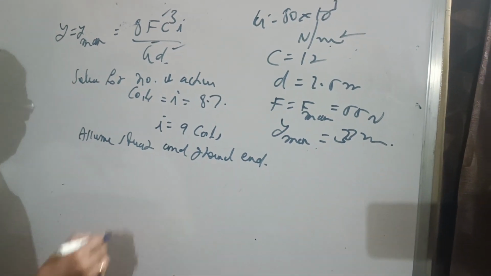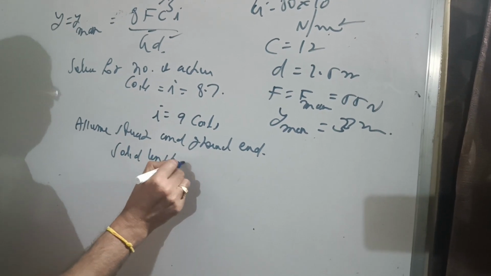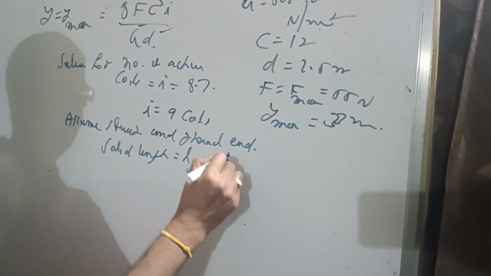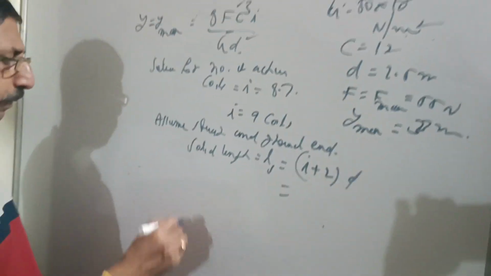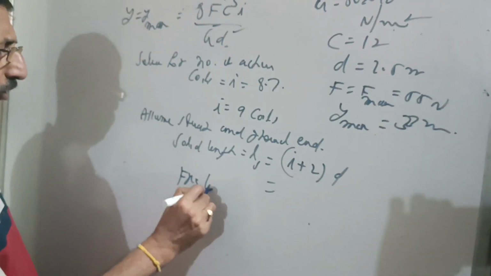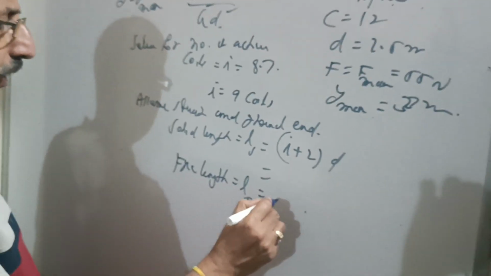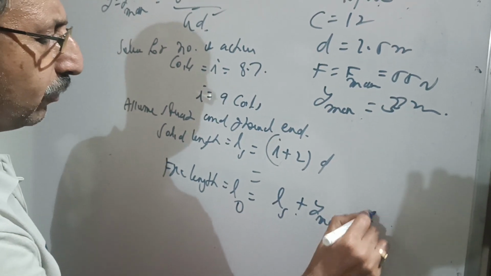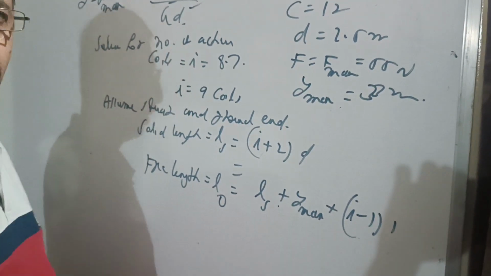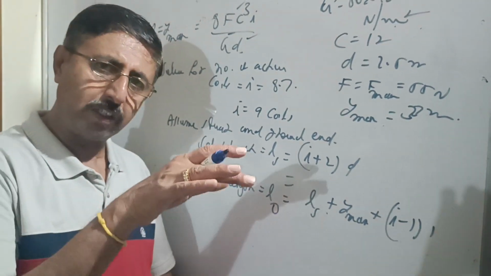So, if I assume square and ground end, let us find out solid length. Solid length LS is equal to I plus 2 into T. We will solve for solid length. Similarly, let us find out free length. Free length L0 is solid length LS plus maximum deflection plus we have to give some clearance. Free length means when the spring is not loaded. Solid length is when the spring is fully compressed.